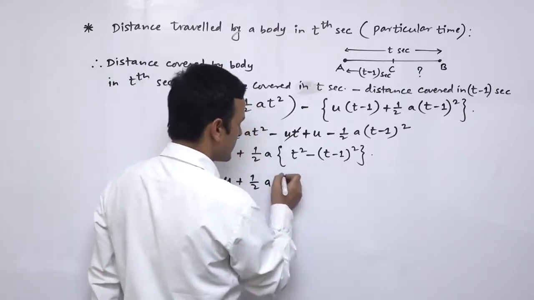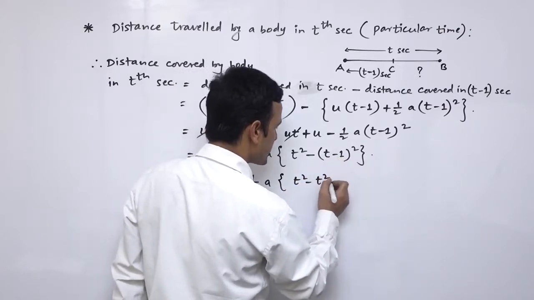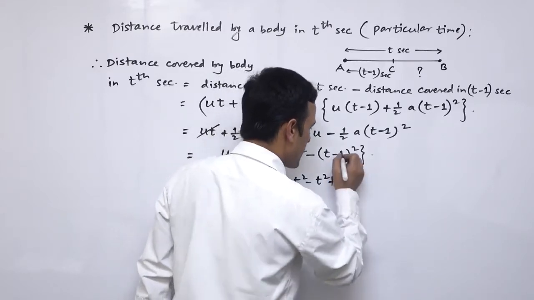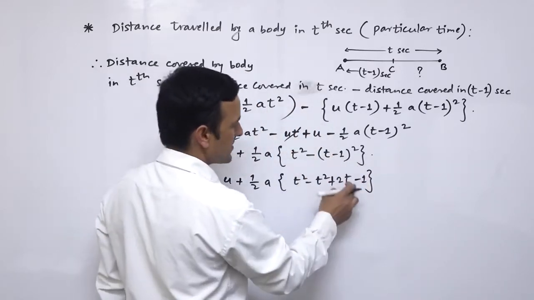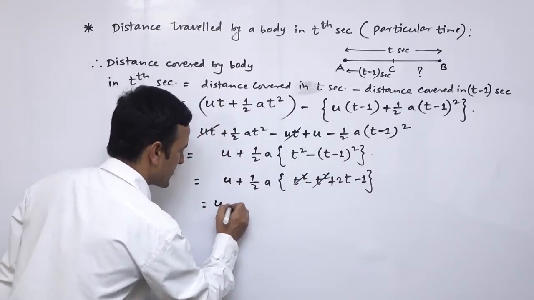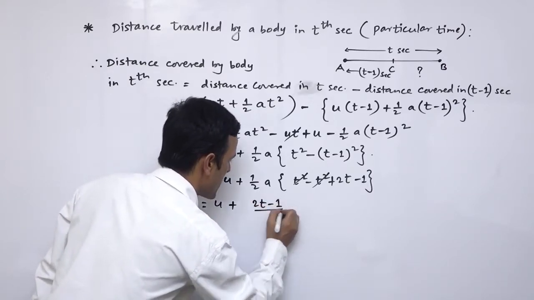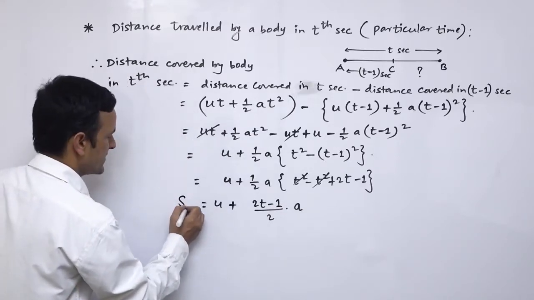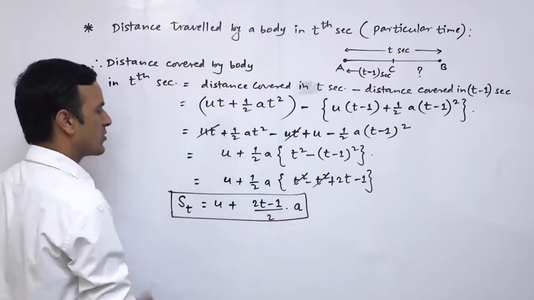Now we can solve it by removing this bracket t square. (a minus b) whole square means t square minus 2ab plus b square, so it will be t square minus 2t plus 1. So t square cancels. So u plus (2t minus 1) divided by 2 into a. So this is the formula in tth second. So this is the formula in particular time.